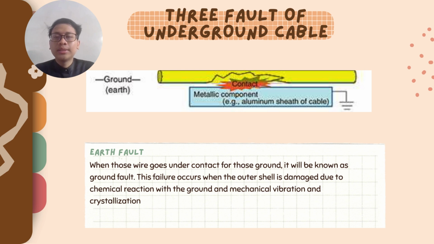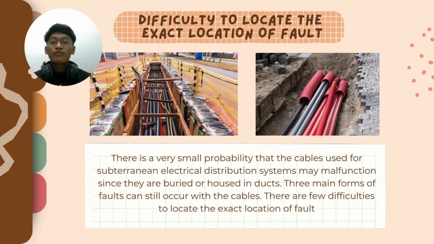Last but not least is earth fault. When the wire comes into contact with the ground, it is known as a ground fault. This failure occurs when the outer shell is damaged due to chemical reaction with the ground, mechanical vibration, and crystallization.